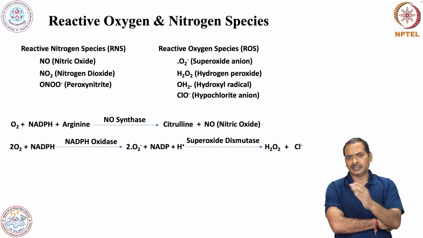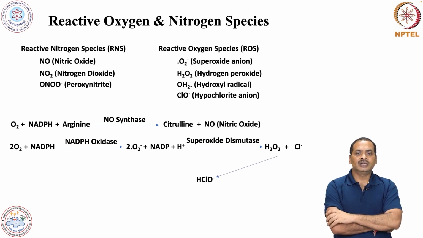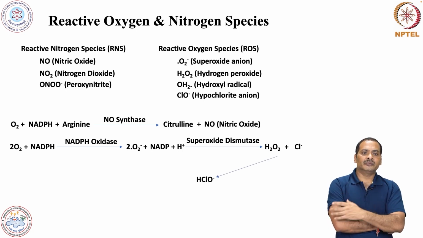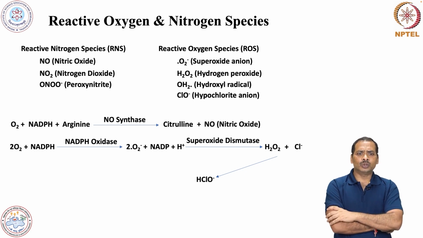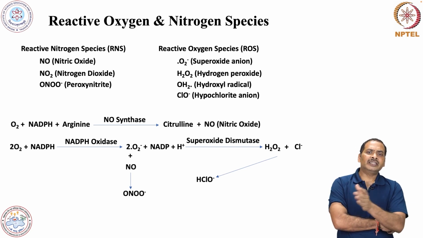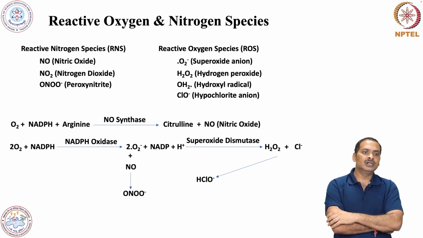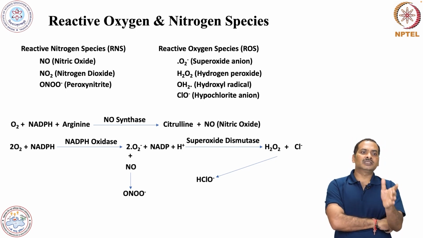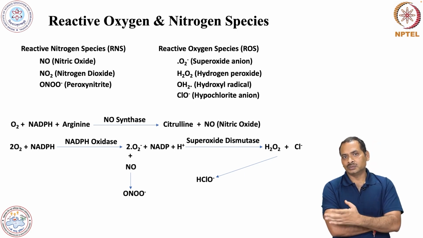And this can react with chloride, which is available in the cell, and that will basically make HClO minus, which is highly reactive. Basically, it's a hypochlorite anion. And this nitric oxide can also react with superoxide anion, and that will make the peroxynitrite. So in that way, all these reactive nitrogen species and reactive oxygen species are formed inside the cell.